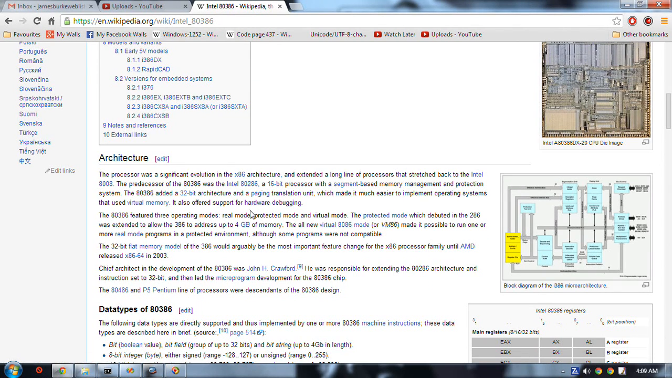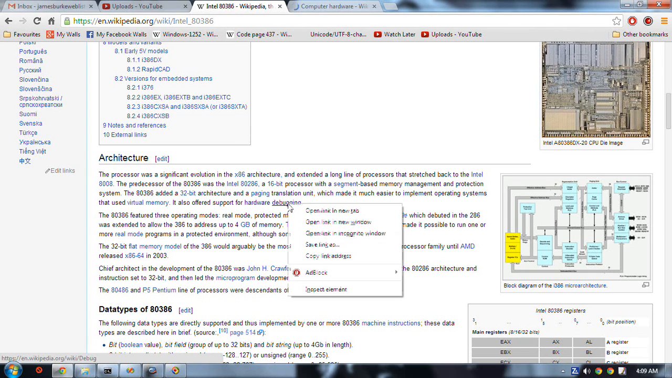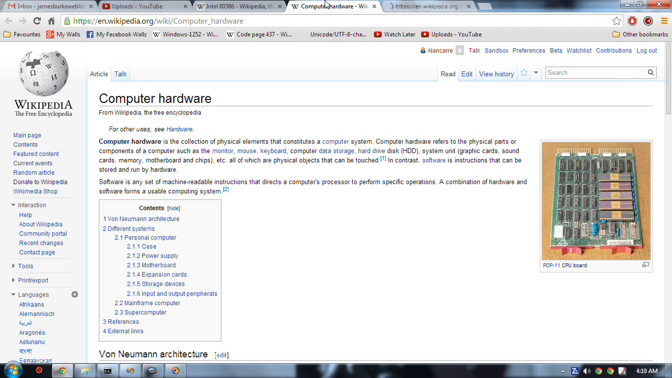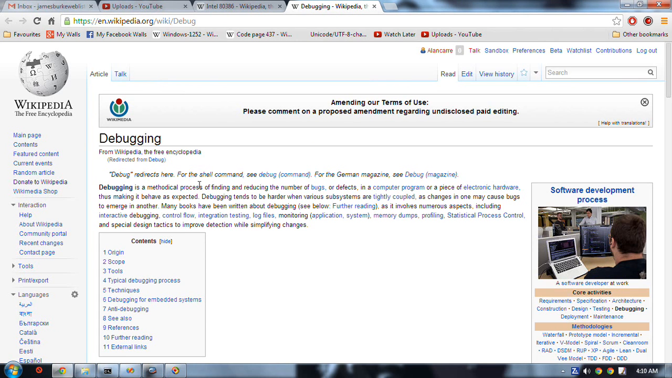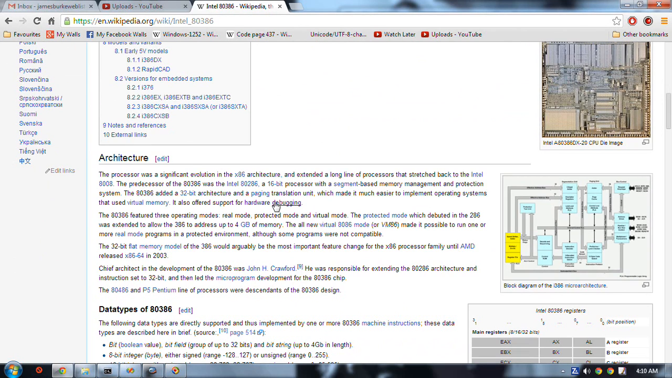Open a new tab. Computer hardware, debugging, open a new tab. So we get computer hardware, yeah, we know about that. Heard of that, mouse, keyboard. Debugging, yeah, debugging, we debug a program. But that's not what that reference is supposed to mean.